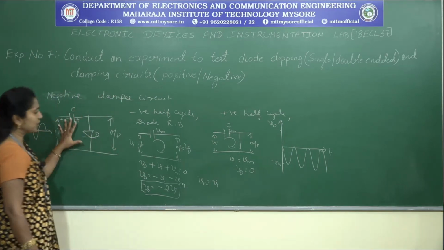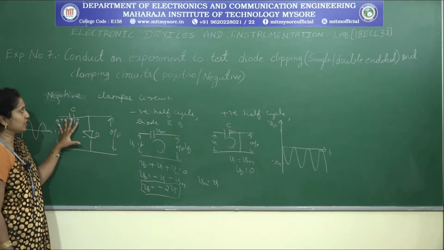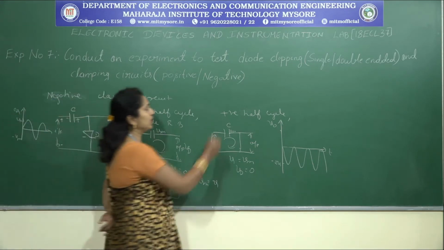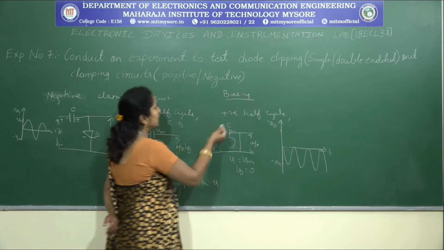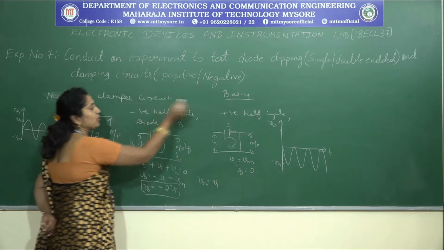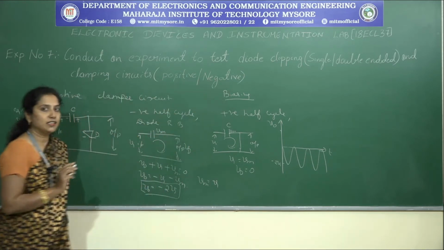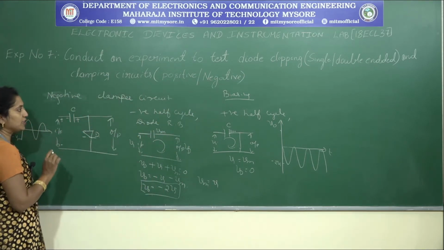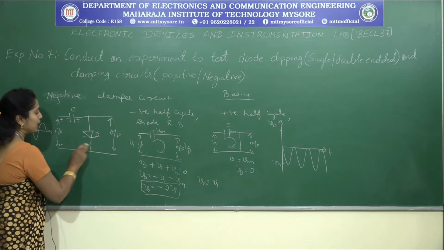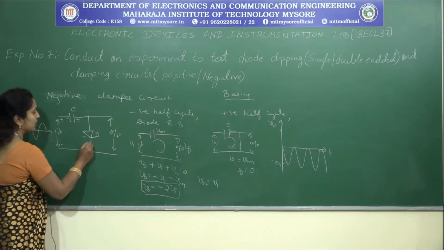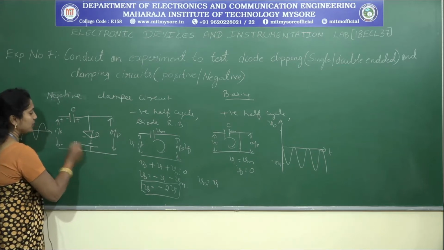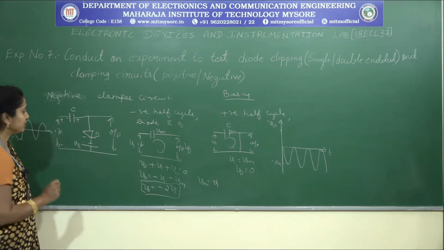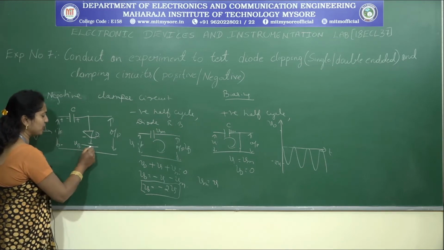Now the same circuit I will apply with biasing. So one more type is there, the biasing circuit. Biasing you can connect with the positive also, or with the negative also. In the biasing circuit, how will you do it? For the negative, you apply a battery, which you call VB. This is the battery voltage you have connected.